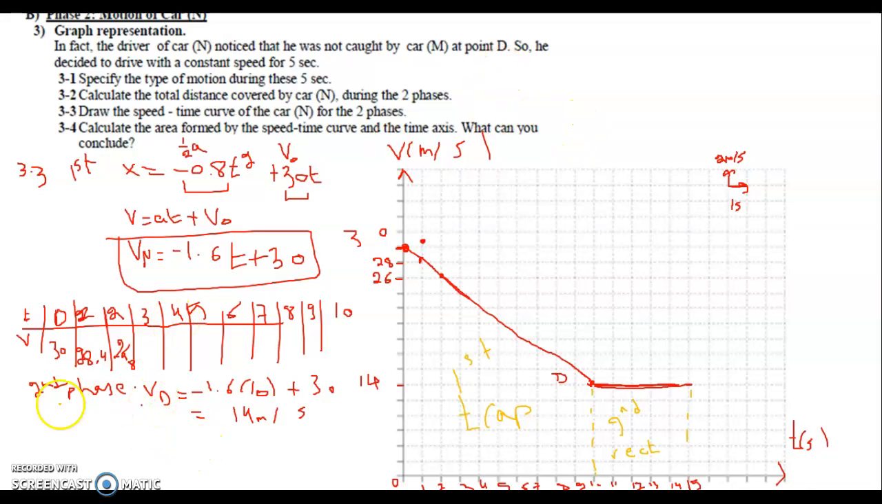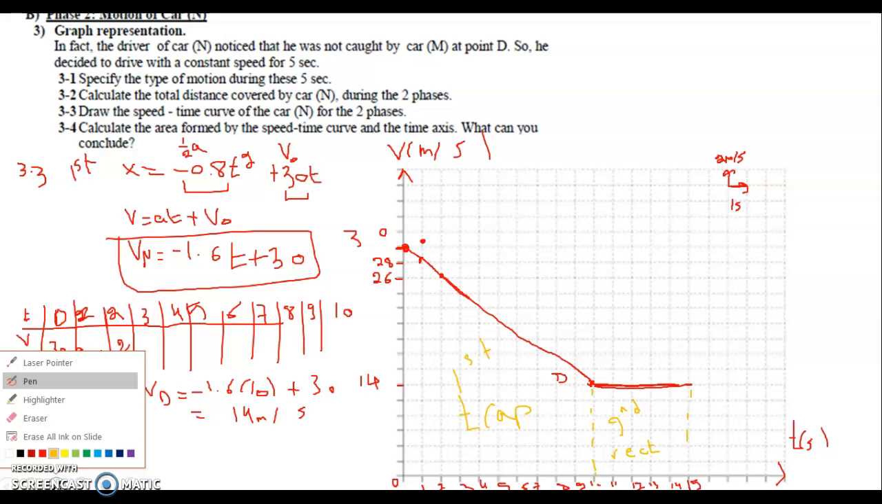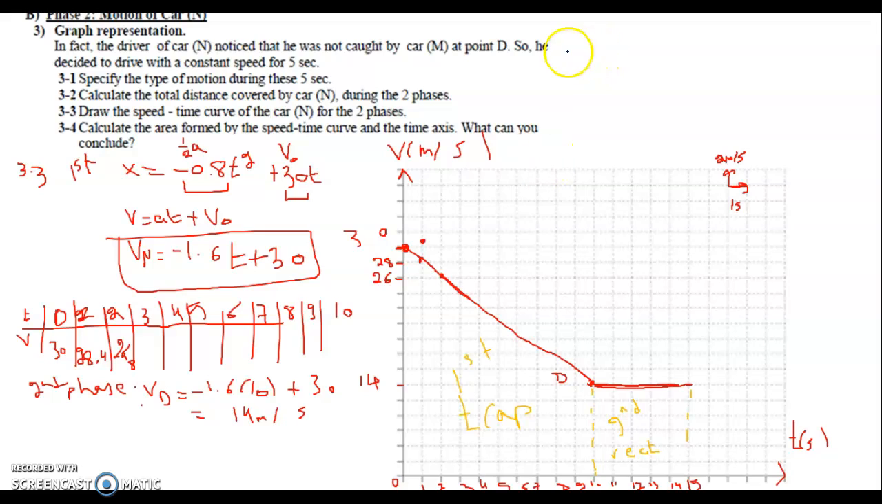So if we want to solve it, area of trapezoid is equal half base 1 plus base 2 times height. Of course, you have to write the details. Area of trapezoid is half into base 1 plus base 2 times height. Base 1 is equal to 30 and base 2 is equal to 14 meters per second. So we have half 30 plus 14, and the height is 10 seconds. So here 30 plus 14 meters per second times 10 seconds. So second and second cancel, we are left with meter, and half into 30 plus 14 is 44 times 10, so 220 meters.